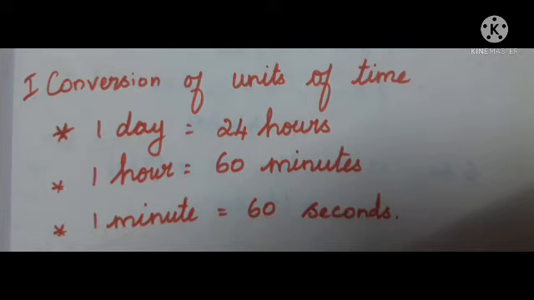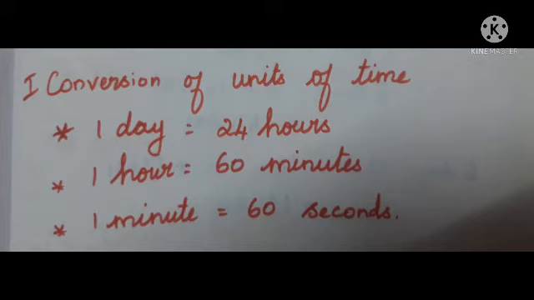First one is 1 day is equal to 24 hours. So in a day how many hours are there? Yes, 24 hours. Next, 1 hour has how many minutes? Yes, 60 minutes. So 1 hour is equal to 60 minutes. Then 1 minute consists of how many seconds? Yes, in 1 minute there are 60 seconds. So 1 minute is equal to 60 seconds. Under these three formulas we did some problems.